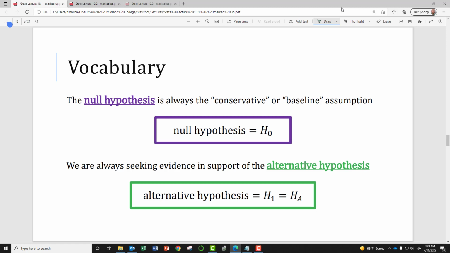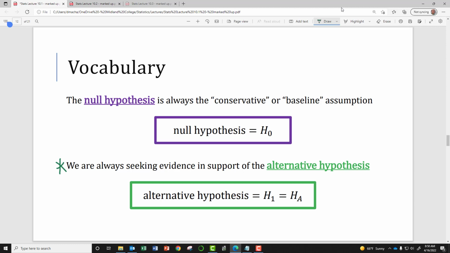When I say the null hypothesis, I always mean the baseline assumption. And so I don't mean conservative in the political sense, but I just mean conservative in the sense that you don't want to claim something new and novel. You always want to claim whatever's happening in the baseline unless you have sufficient evidence. So in other words, we're always going to be seeking evidence for what we call the alternative hypothesis. Anytime we do a hypothesis test, we're asking the question, is there sufficient evidence in favor of my alternative hypothesis?